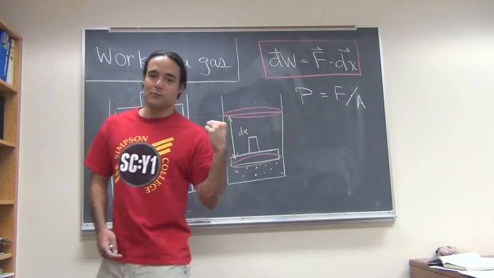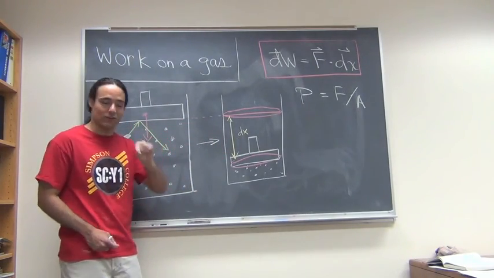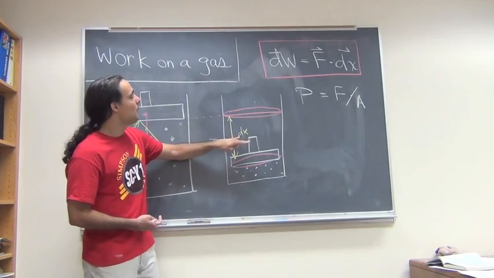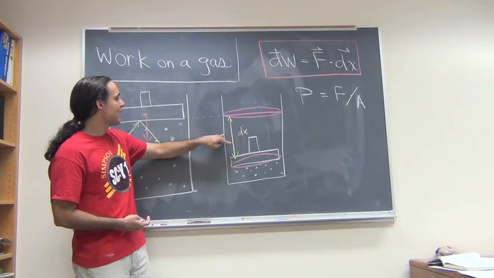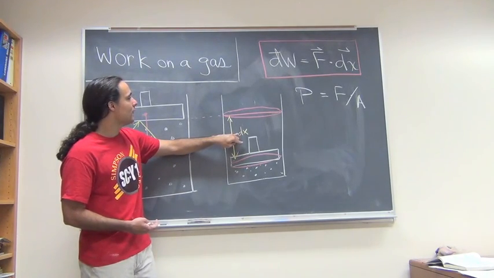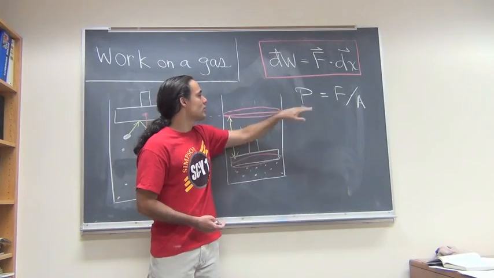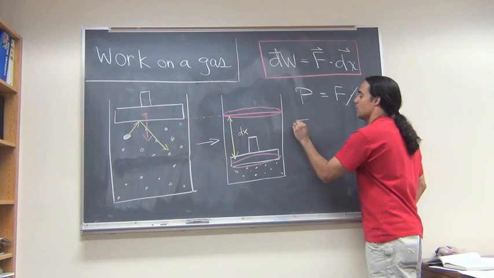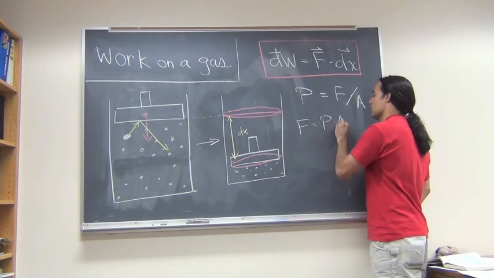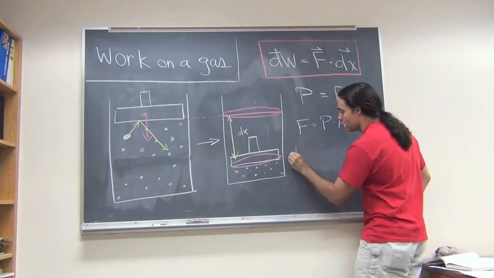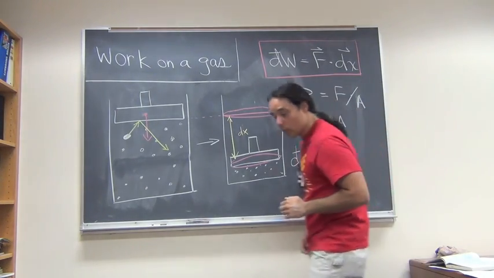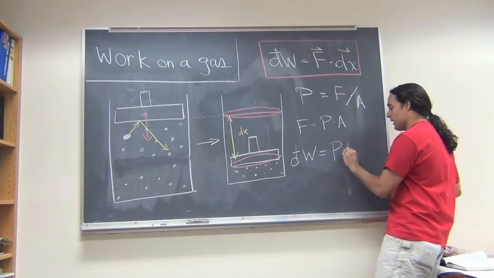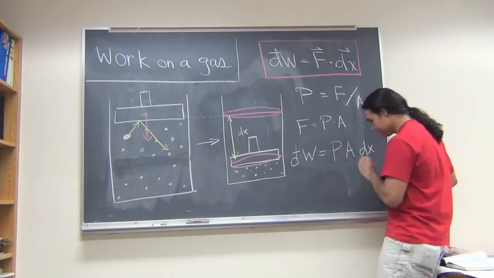The way I've drawn it, it's a bit too big to be a dx because dx's are supposed to be small. Well, let's just assume that's a small distance, very tiny piston. But that would mean that my force, which can be written this way, my force is pressure times area, which would mean that my differential work is going to be the force times dx, which is the pressure times the area times dx.